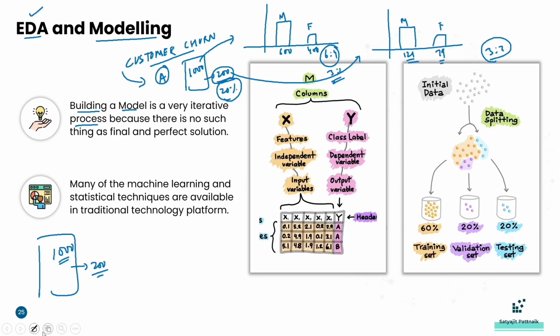What if your graphs had been like this? Let's say male 40 and female is like 160. That means out of 200, almost 160 people who are female have left the organization. Now here the ratio is 1:4. Now you can see, right? More females have left the organization. Now this is an insight that we get as part of the EDA process.